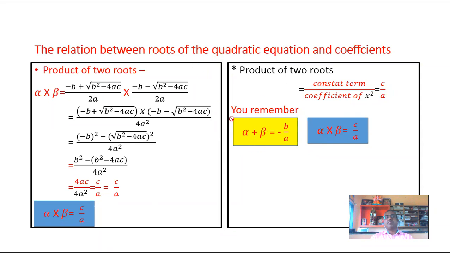Relation between roots and the quadratic equation coefficients: alpha plus beta is equal to minus b upon a and alpha into beta is equal to c upon a. Write down.